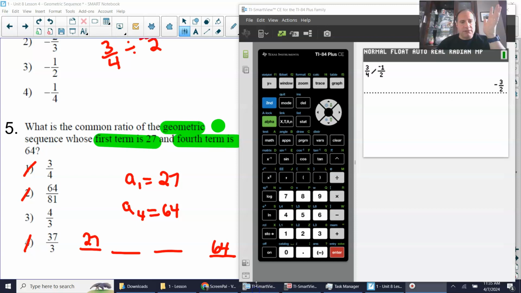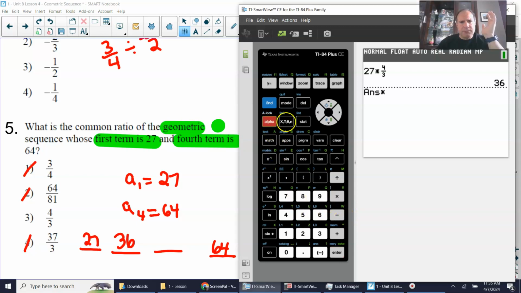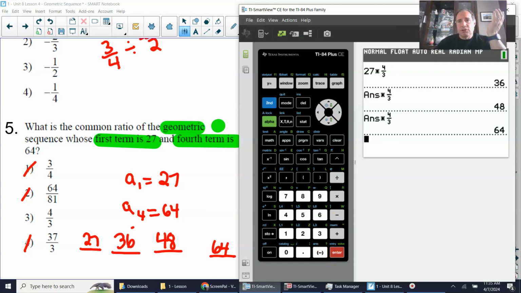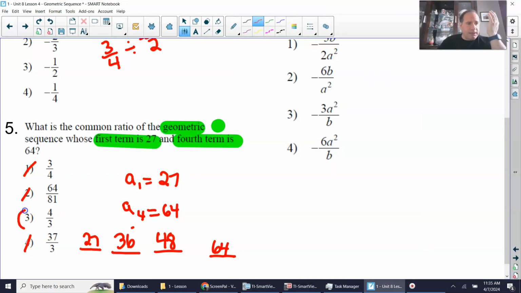So I'm going to grab my calculator, and I'm going to put in that first number, which is 27, times 4 over 3 and see if that kind of works. So that's 36. Now 36 times, I'll do the same thing, 4 over 3. I just want to check it to see if I'm correct. That's 48. Then I'm going to go times again for the final, and hopefully this will equal 64. And it does. So we figured out our answer, and 3 is our answer.